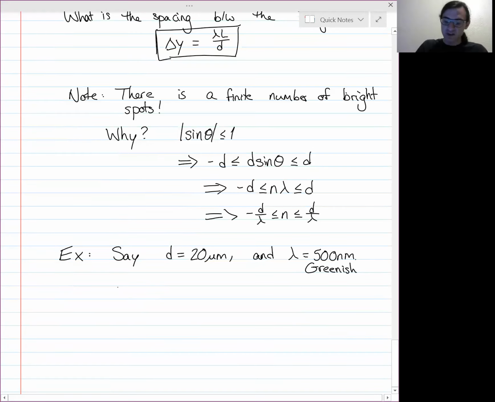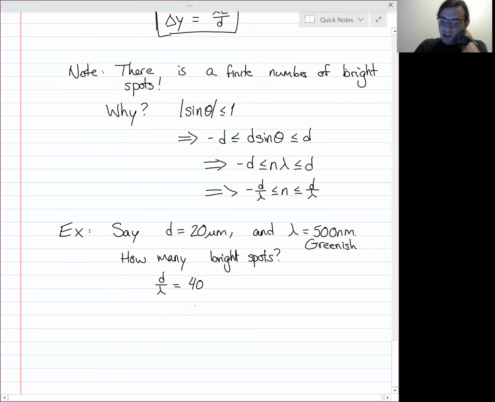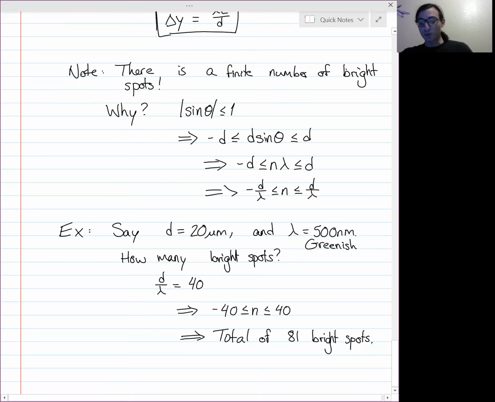So the question is how many bright spots are there? Well, d over lambda in that case is 40, right? Because there's 1,000 nanometers in a micrometer. If you multiply lambda by 2, you get 1,000, and then you need another factor of 20 to get up to d. So d over lambda is 40, which means we have the inequality: negative 40 is less than or equal to n, which is less than or equal to 40. So in this case, there are a total of 81 bright spots. It's not just 80 because there's also one at 0, right?